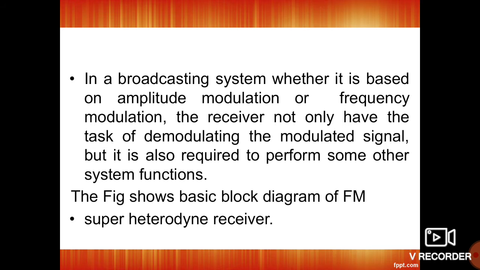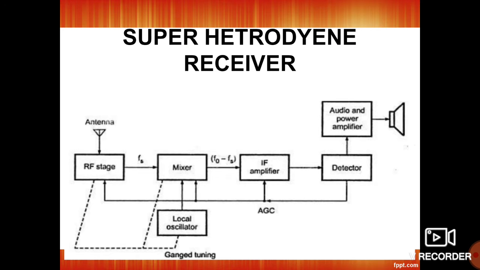In a broadband system, that is a broadcasting system, whether it is based on amplitude modulation or frequency modulation, the receiver not only has the task of demodulating the modulating signal, but is also required to perform some other functions. The signal should be properly received, in the form in which it was sent, as it is. The problems of the tuned radio frequency receiver are overcome in the superheterodyne receiver.